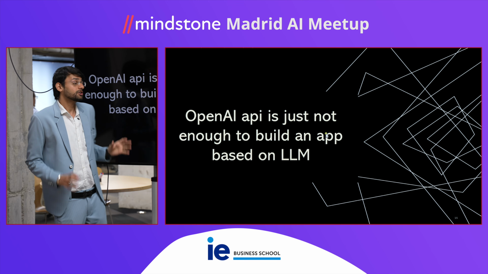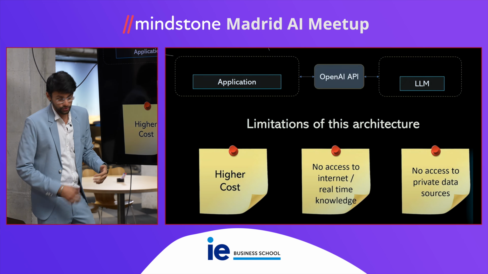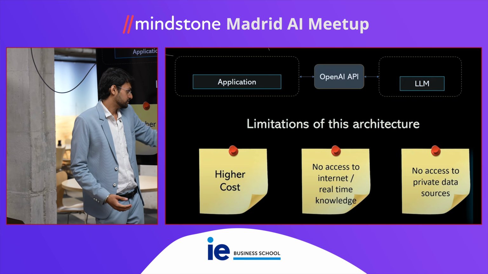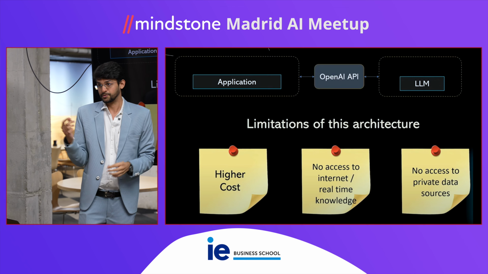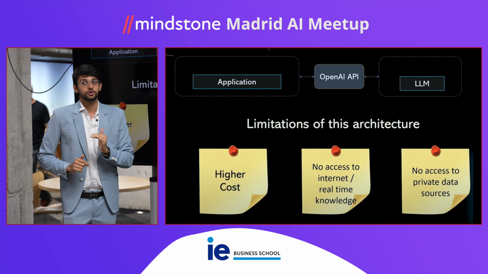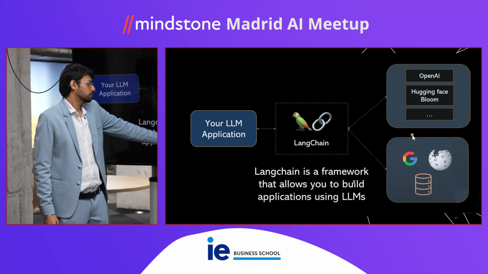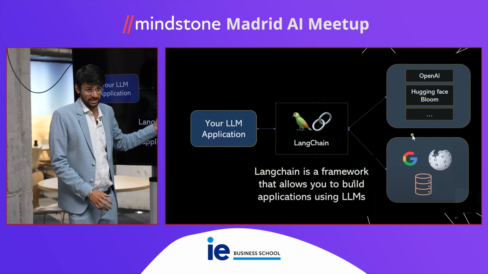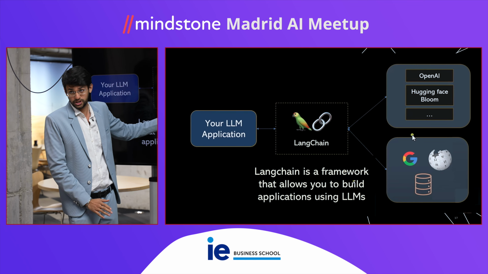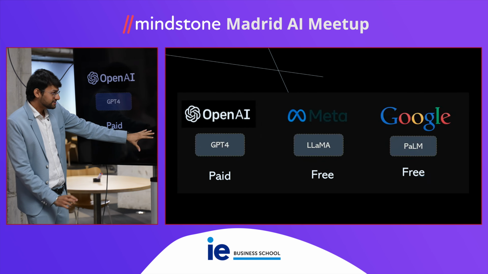So now, we cannot use just an API directly to build it, because there are a few things which we need to know. It's a higher cost, there's no access to private data sources, and it does not go live, because we are just using the model in the system. So to overcome this challenge, we are using LangChain. It's a framework used to build large language model applications. In short, for this short presentation, just remember we are working with LLM models using LangChain, and you're good to go. There are a few top companies.